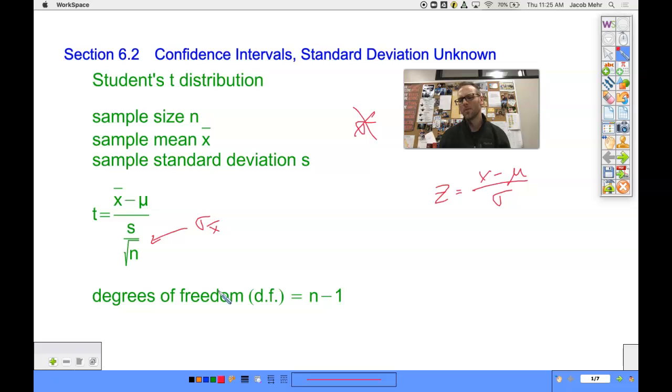Now, we do have a new term here called degrees of freedom. I don't think I'll describe it in this video today. Maybe I'll make a separate video to explain why the words degrees of freedom are used. But our degrees of freedom is always our sample size minus 1. So if I have a sample size of 3, the degrees of freedom would be 2. If I have a sample size of 40, the degrees of freedom would be 39.